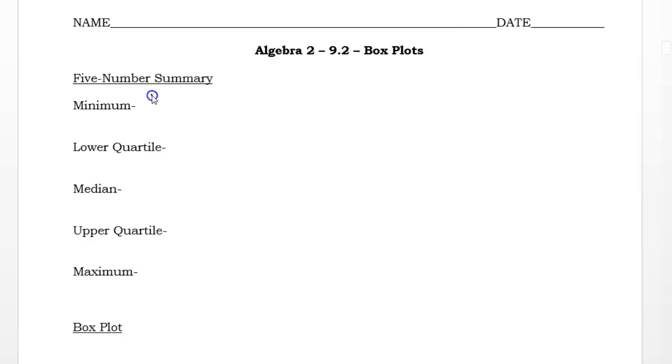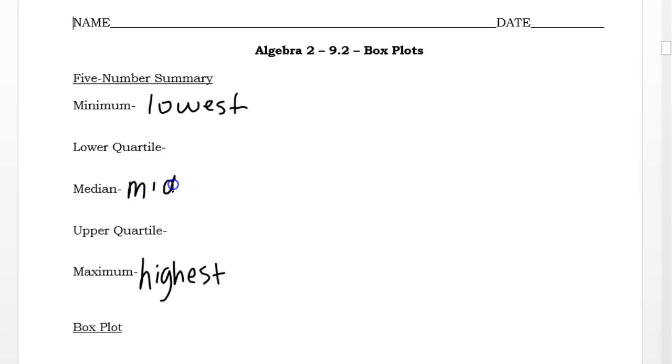The minimum would be the lowest number, and the maximum would be the highest number. Those are pretty straightforward. We've actually already discussed the median. The median is the middle number.